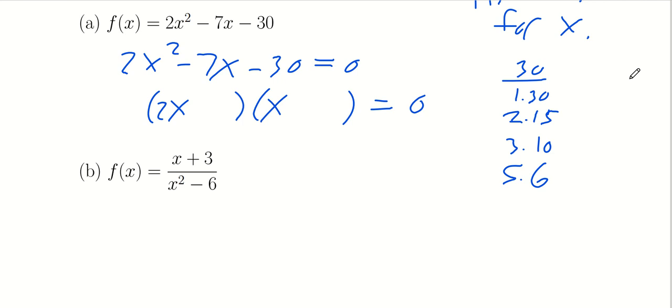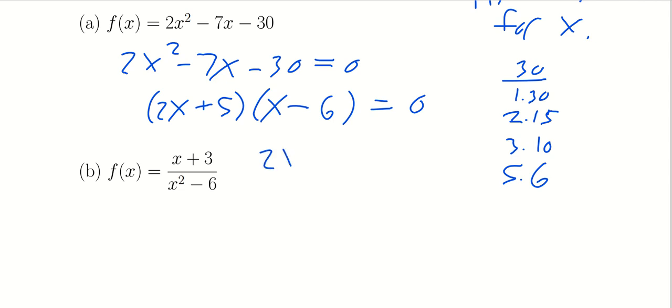There is one. If we do the 6 here, we'll have a 2 times 6, which will give us 12. And then a 5 times a 1 will give us 5. And if we have a negative 12 and a positive 5, that will work. So sorry about that, but the correct factorization should be 2x plus 5 times x minus 6.